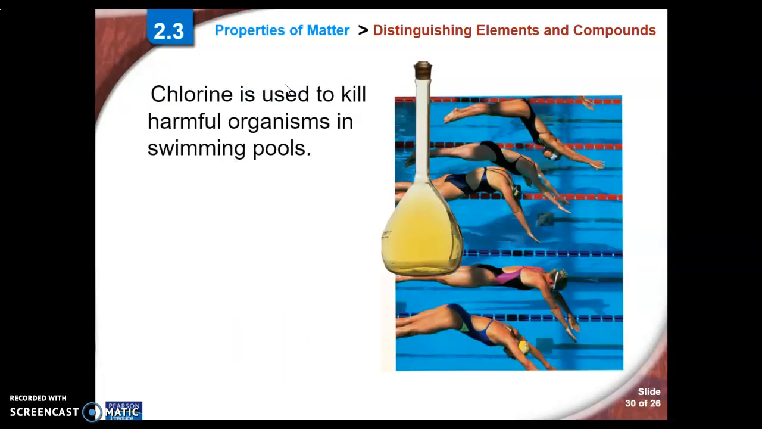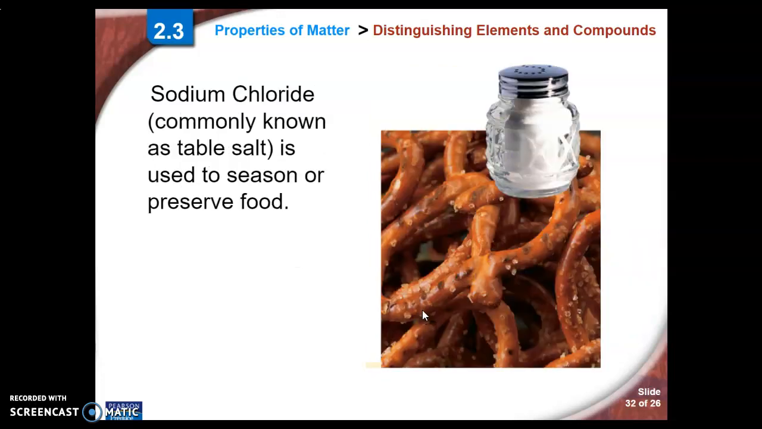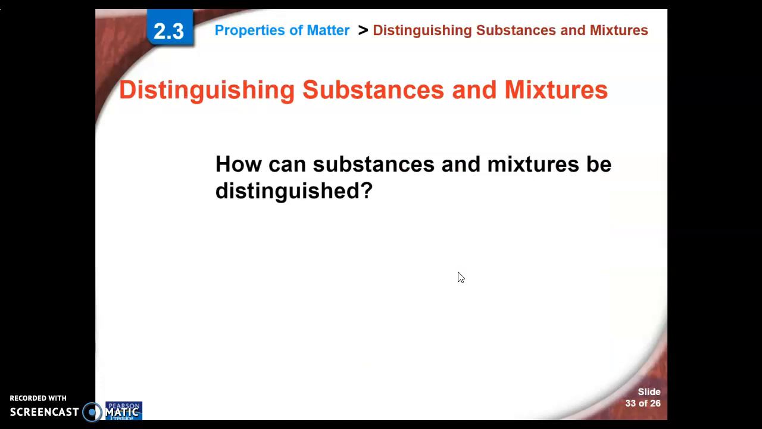Let's check. Chlorine is a gas, and you can kill the bacteria in swimming pools with chlorine. Sodium is a metal. You see this is a grayish metal, which is very active. So if you combine sodium and chlorine, you make table salt. And it is not yellow and it is not metal. It is white crystals here. So it makes a different form here.